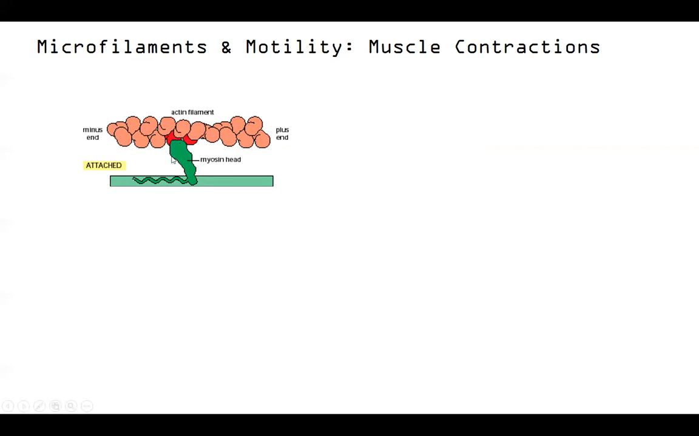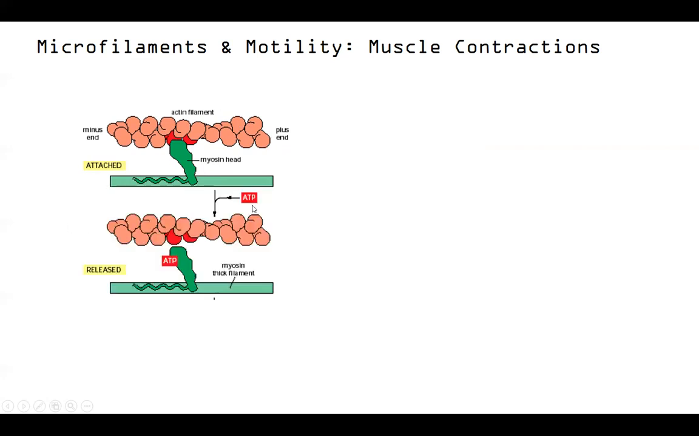Here we've got this attachment. In order to detach and reset, we need a molecule of ATP. Myosin binding to ATP means it has to let go of this actin filament. Think about its hands being full, and so it has to let go. Notice it's still in this used, not ready to go kind of posture here.